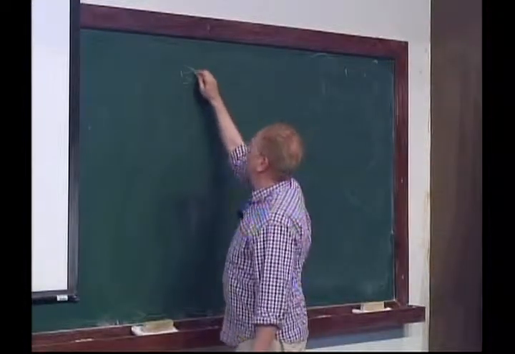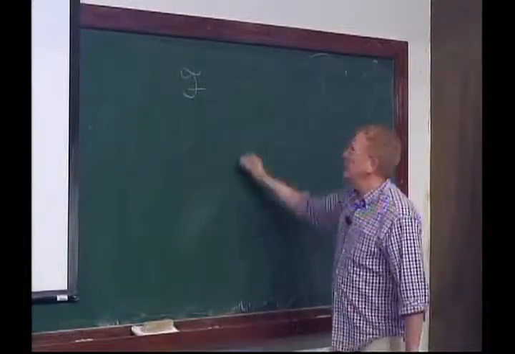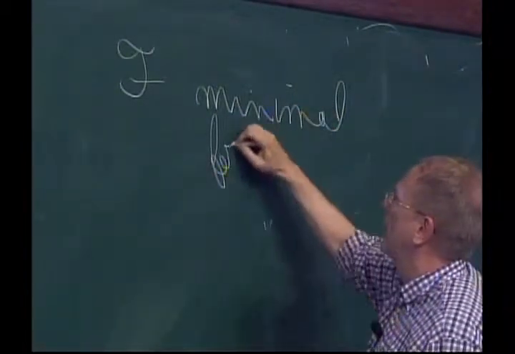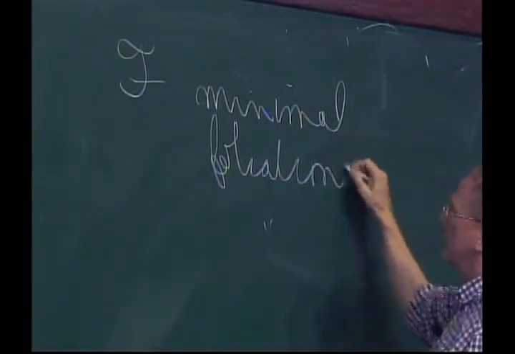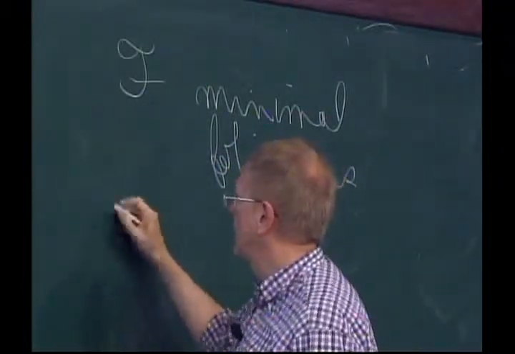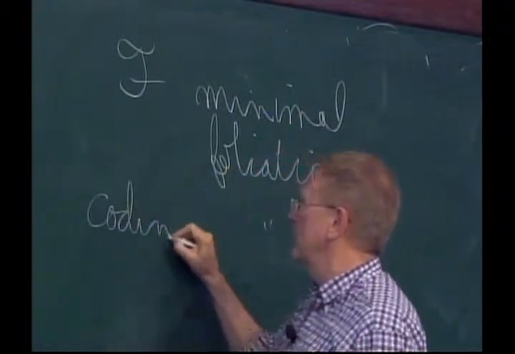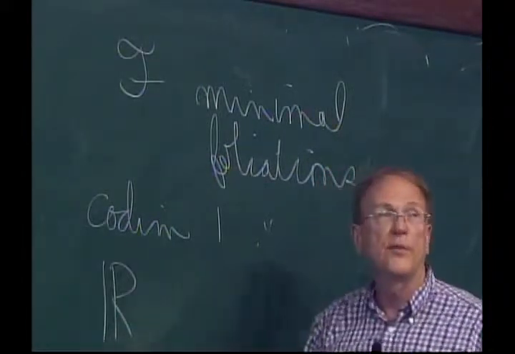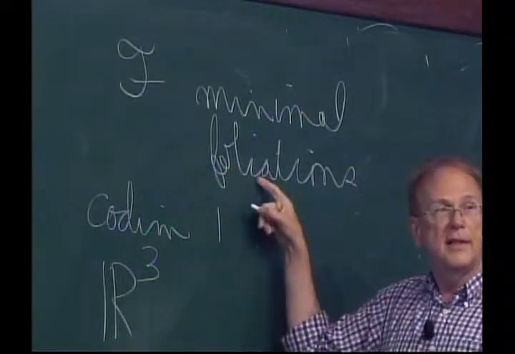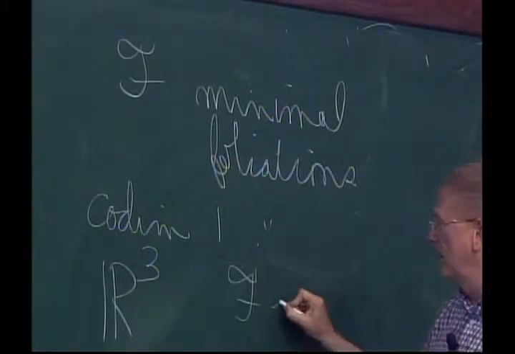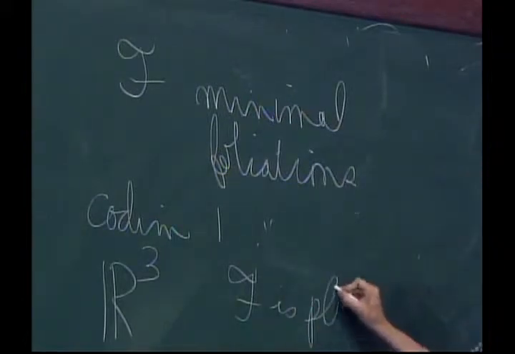One of the neat things one can do is look at minimal foliations. If you have a minimal foliation of a manifold, we're interested in codimension 1. So for example, R3. If you have a minimal foliation of R3, then it turns out the only possibility in R3 is that F is parallel planes.